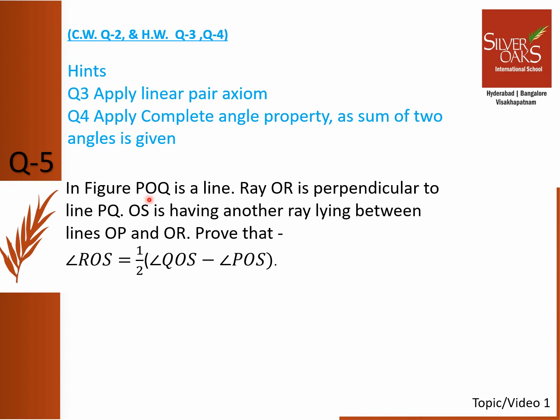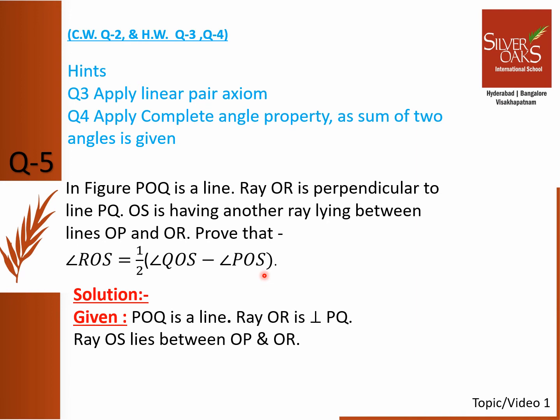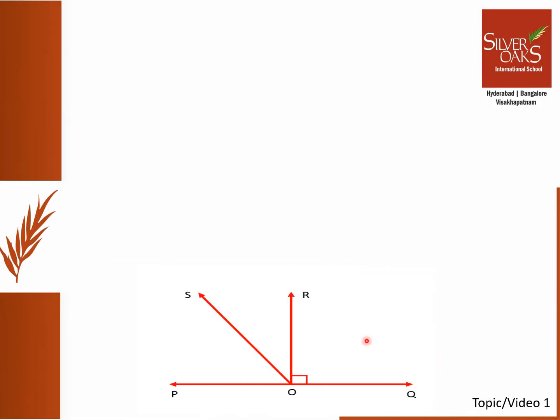Read the question. POQ is a line, ray OR is perpendicular to line PQ, and OS is another ray lying between lines OP and OR. Prove that angle ROS is half of angle QOS minus POS. Write the given statement. What is given? POQ is a line, OR is perpendicular to PQ, and ray OS lies between lines OP and OR. What are you supposed to prove? This you're supposed to prove. Write that. Draw the figure on the right side of your journal.